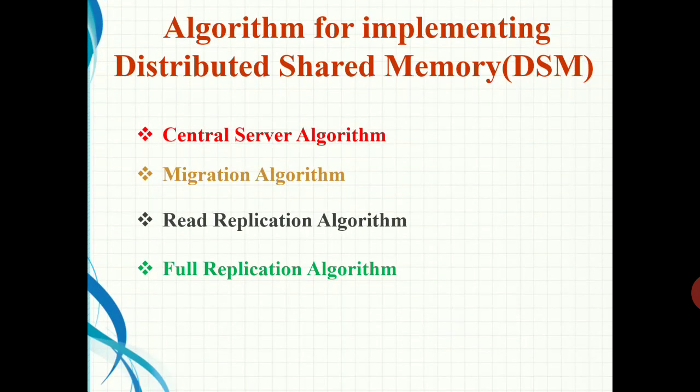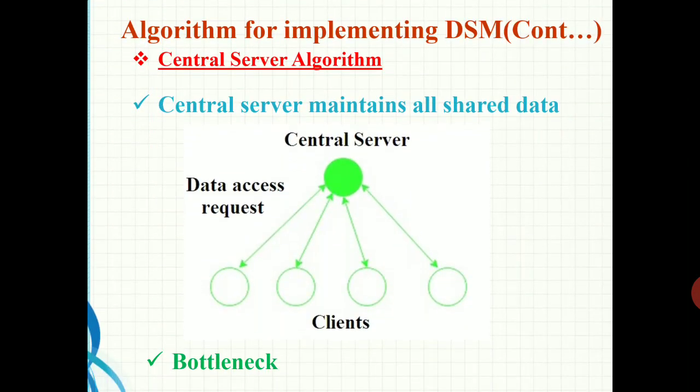There are mainly four algorithms used for implementing distributed shared memory in a distributed system. The first one is the central server algorithm, the second is the migration algorithm, the third is the read replication algorithm, and the fourth is the full replication algorithm. First, we are going to discuss the central server algorithm.